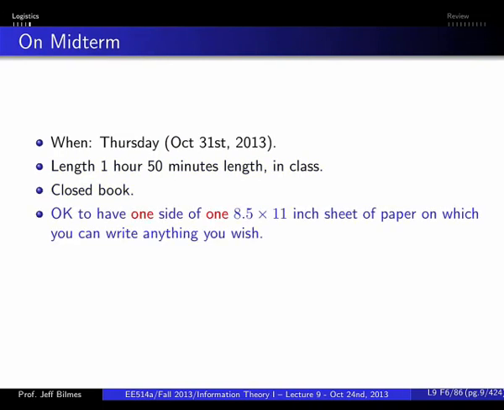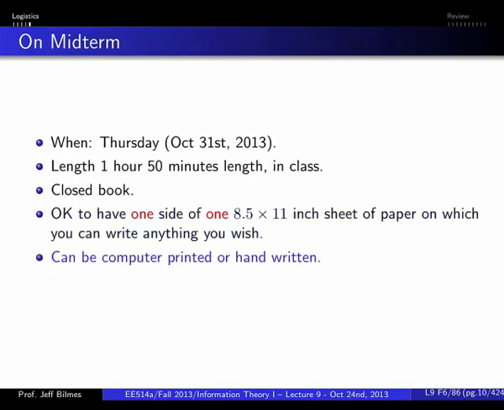You can have one side of one 8.5 by 11 inch sheet of paper on which you can write anything you wish. It's a cheat sheet, but you can't use the book. You can't use computers, iPads, laptops, Android phones, Kindles, Palm Pilots, Newtons, Apple IIs, nothing like that. No IBM 360s. Only one 8.5 by 11 inch sheet of paper.